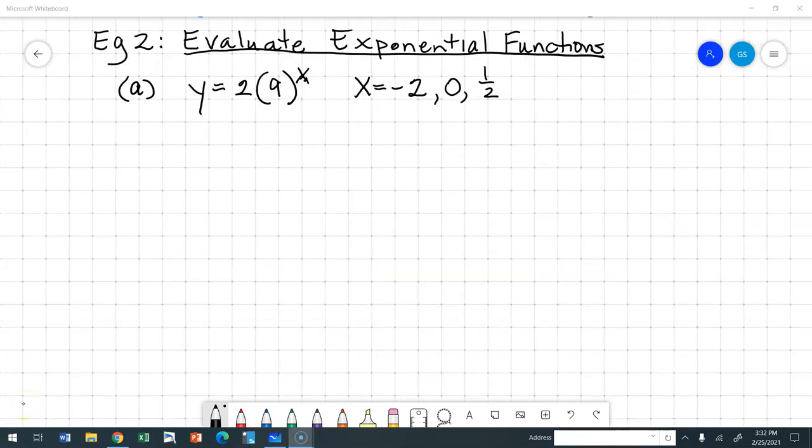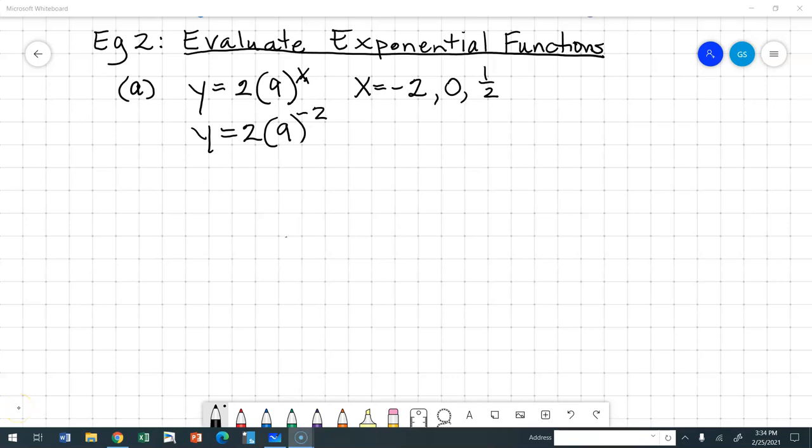Now let's go ahead and evaluate an exponential function. We're going to need to know how to do this so we can graph exponential functions. So first let's substitute in negative 2. So y is equal to 2 times 9 raised to the negative second power.